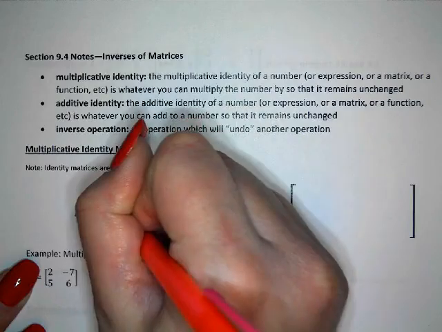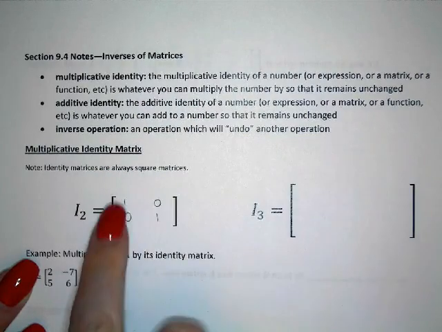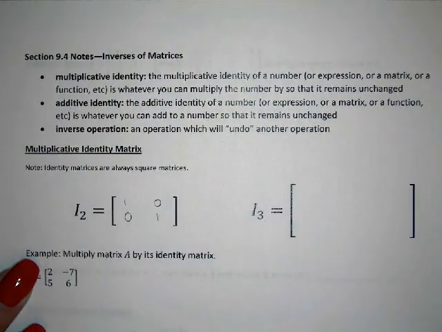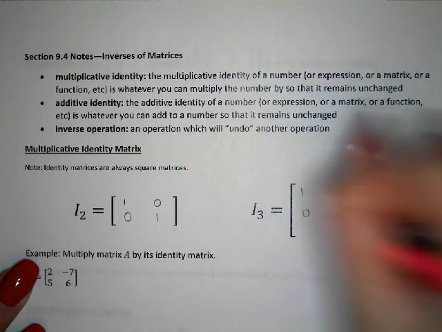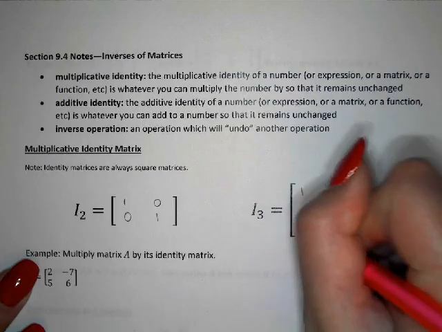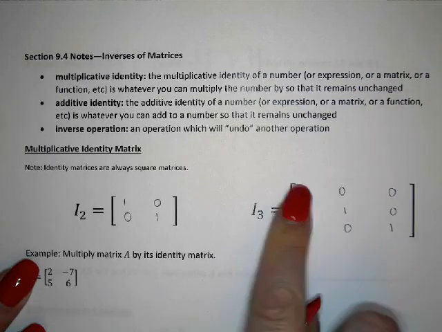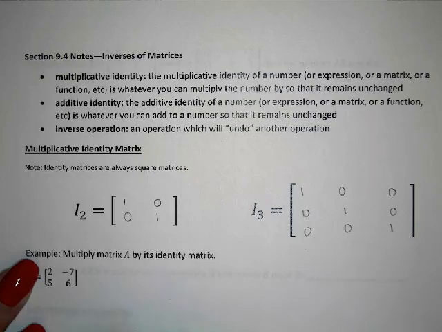So this first one is 1, 0, 0, 1. So you have to have 1s on this diagonal. For I3, it's 1, 0, 0, 0, 1, 0, 0, 0, 1. So you've got 1s along the diagonal, 0s everywhere else. You could write a 4 by 4 matrix and do the same thing and just have 1s along the diagonal and 0s everywhere else.